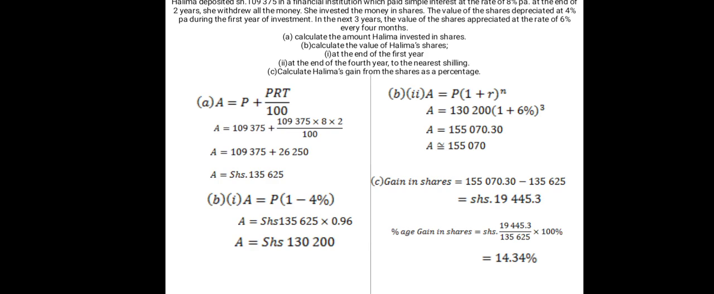Halima deposited 109,375 shillings in a financial institution which paid simple interest at the rate of 8% per annum. At the end of the second year, she withdrew all the amount. She invested the amount in shares. The value of the shares depreciated at 4% per annum during the first year of investment. In the next 3 years, the value of the shares appreciated at the rate of 6% every 4 months. Calculate the amount Halima invested in shares.